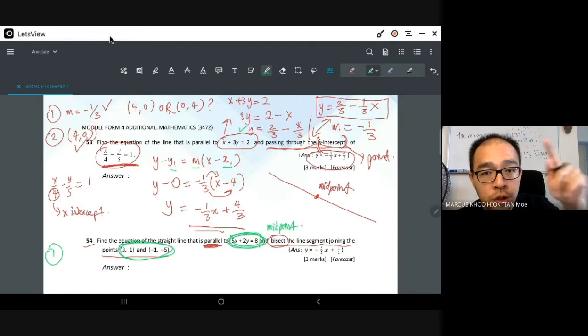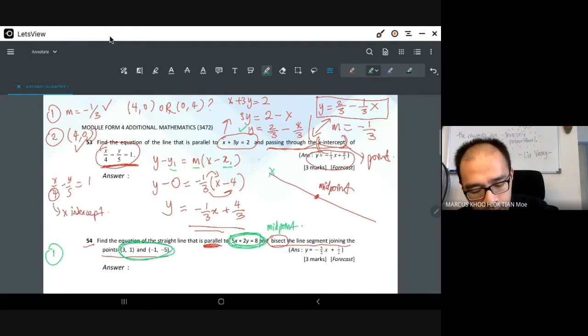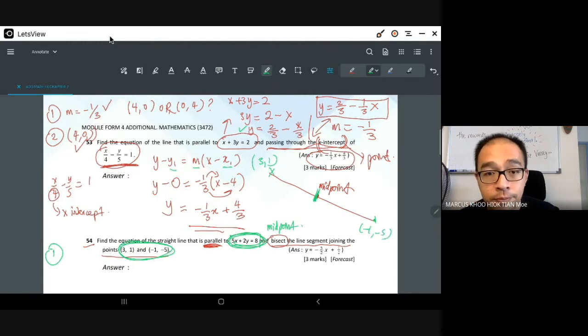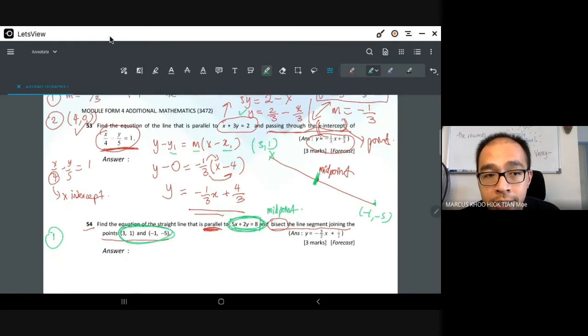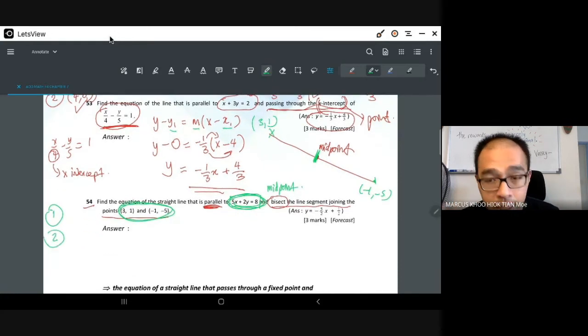So you have (3, 1) here, and then over here is (-1, -5). What is the coordinate of the midpoint? So girls, you do midpoint. Boys, you do the gradient and tell me what is the gradient. Type in your answer in the chat. Okay, so the gradient is -5/2. Girls, midpoint, please. The midpoint is (1, -2).